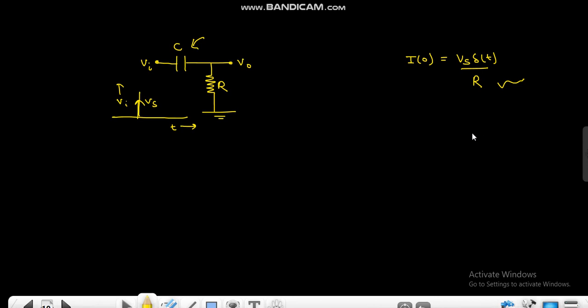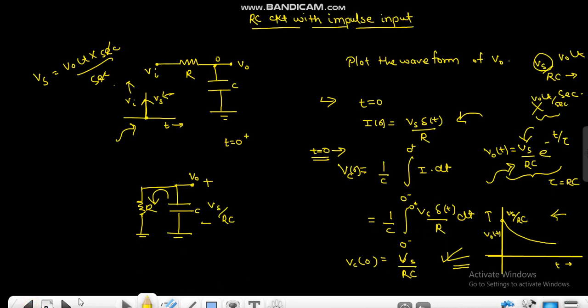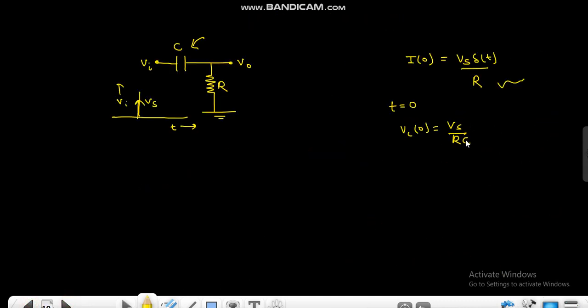Now again the capacitor will develop an instant change in voltage. So at t equals 0, what is Vc? Vc at t equals 0 is Vs by Rc only, by the previous derivation. So at t equals 0 we have the capacitor voltage as Vs by Rc. And now what will be the value of V naught at t equals 0? The input voltage minus the capacitor voltage. So the input voltage at t equals 0 is Vs minus Vs by Rc.